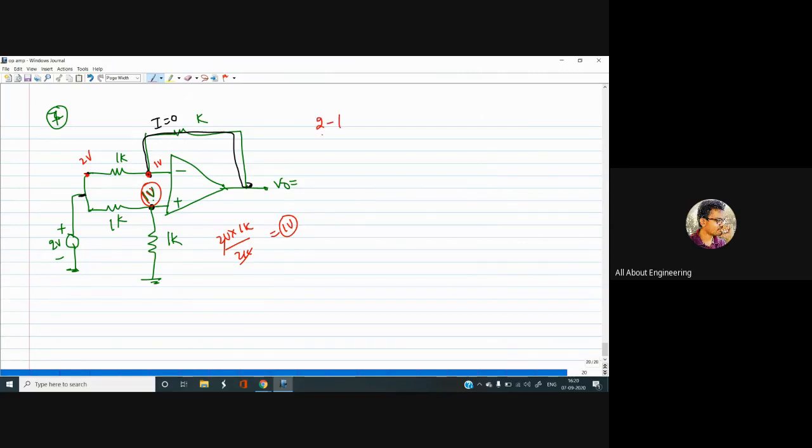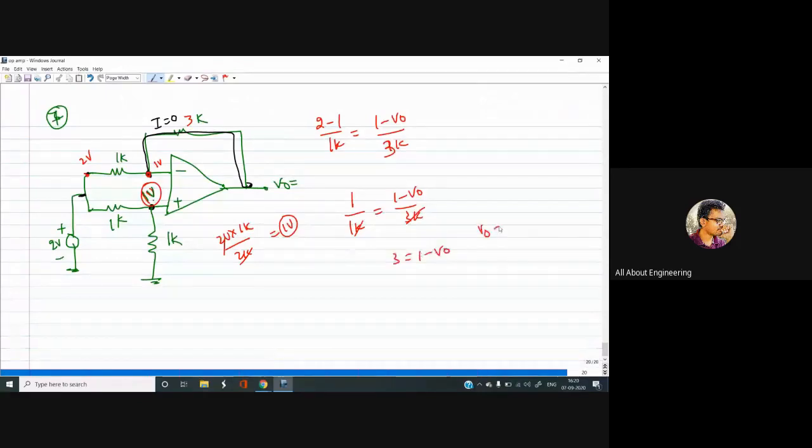So 2 minus 1 by 1K equal to 1 minus V naught by 1K. So this is also 1K, right? Sorry, this is 3K. Okay, by 3K. Now what you will get? 1 by 1K equal to 1 minus V naught by 3K. So if you cancel kilo, then 3 equal to 1 minus V naught. So your V naught would be minus 2 volts.